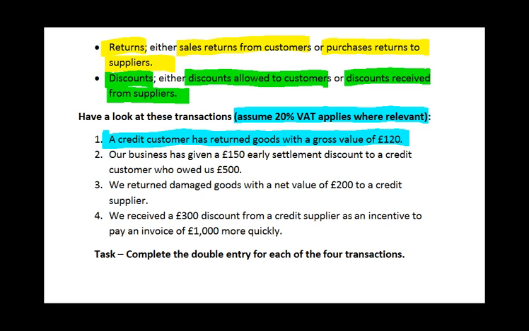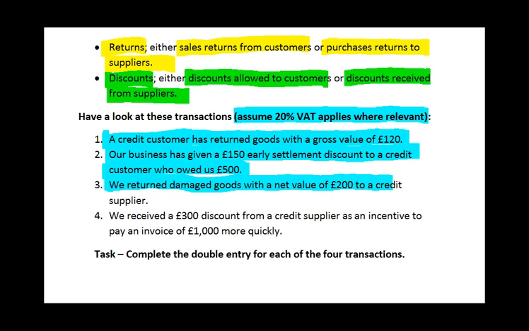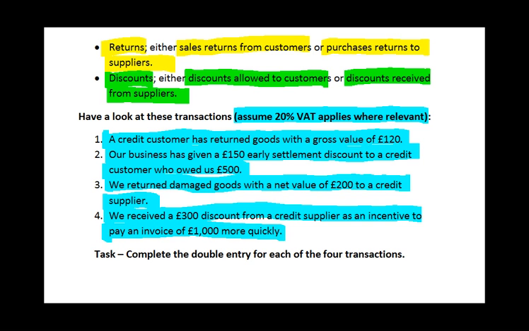that's a sales return. Our business has given a £150 early settlement discount to a credit customer who owed us £500, so that's a discount allowed to a customer. We return damaged goods with a net value of £200 to a credit supplier, so that's a purchaser's return, and we received a £300 discount from a credit supplier as an incentive to pay an invoice of £1,000 more quickly. So that's discounts received from a supplier.